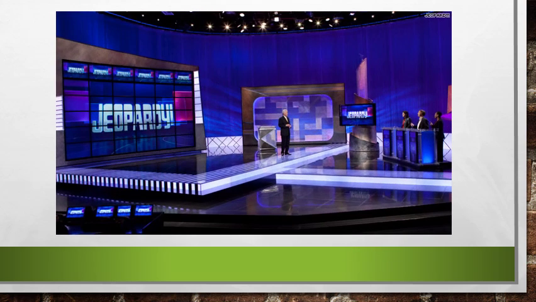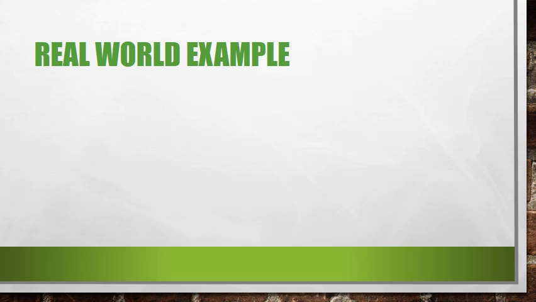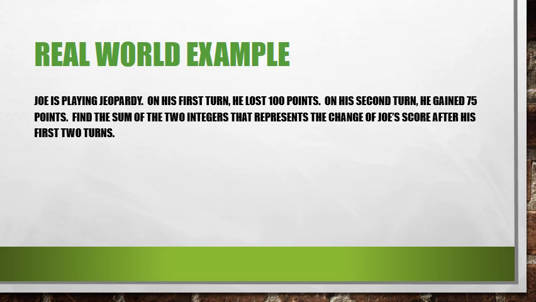So taking a look at a real-world example with this, thinking about Jeopardy, Joe is playing Jeopardy. On his first turn, he lost 100 points. On his second turn, he gained 75 points. Find the sum of the two integers that represent the change of Joe's score after his first 2 turns.